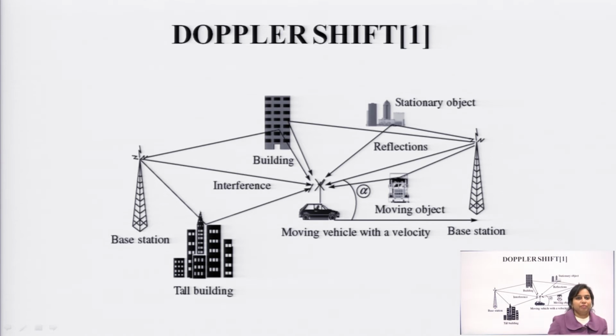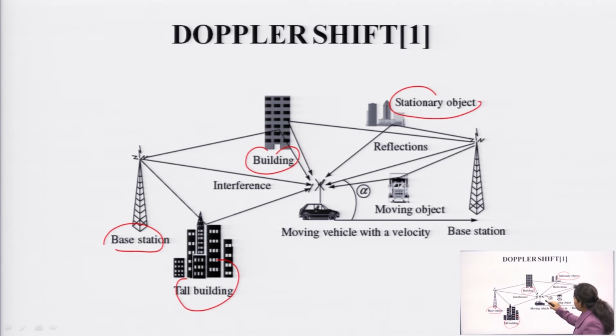Next, this is showing the Doppler shift. Doppler shift plays an important role when the receiver is moving, when the signal has to be received by a moving object. You can see that this is a base station, this is a tall building, this is another building, this is a stationary object, and this is a moving vehicle with some velocity. Since it is moving, at time t 1 it is present over here, so whatever signal is received is added together.